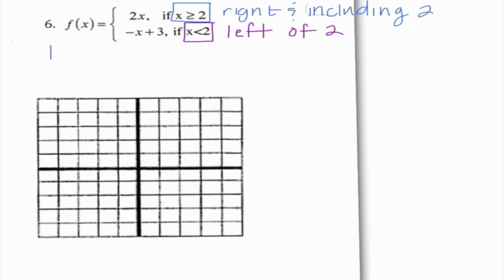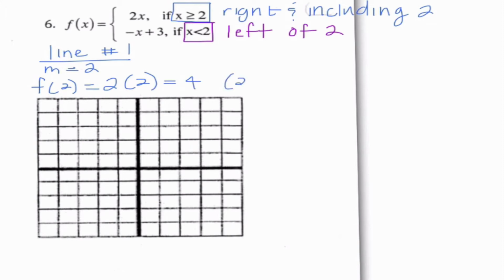So line number 1. I know my slope this time is 2. Okay, my ordered pair, I'm substituting 2 in. The reason why I'm substituting 2 is because that's where this jump occurs. So I have 2 times 2, which is 4. So that's an ordered pair of 2, 4. I know that this needs to be closed because it tells me it includes 2. So I'm going to go to 2, 1, 2, 3, 4, and put a point. That is closed.